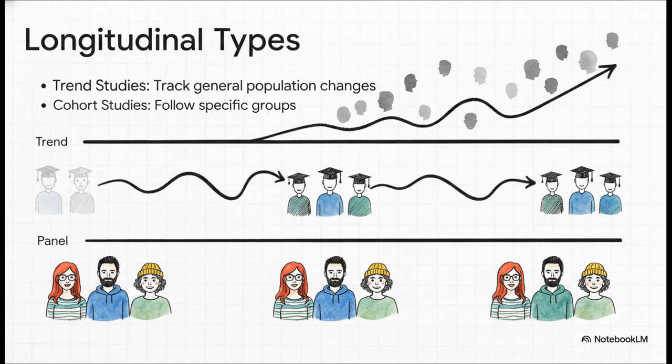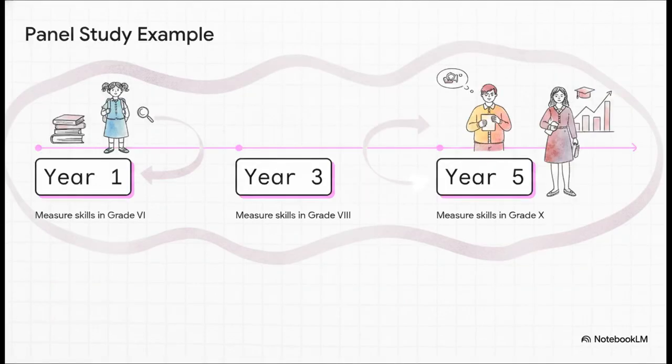Finally, we reach the absolute gold standard, panel studies. This is where you track the exact same individuals time and time again. Panel studies are highly prized in research because they entirely eliminate the guesswork of comparing different people. You are watching the exact same individual evolve over time. Let's make that more concrete.